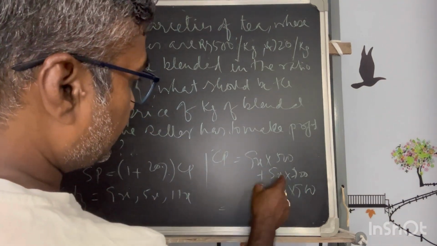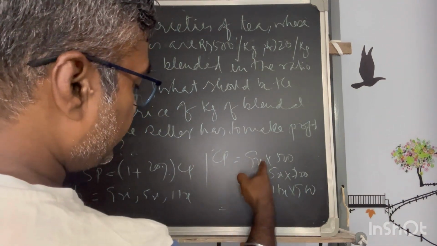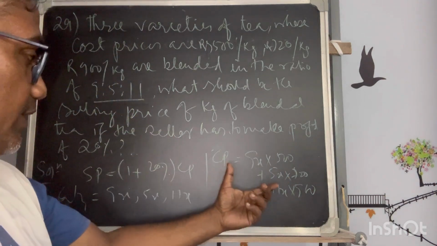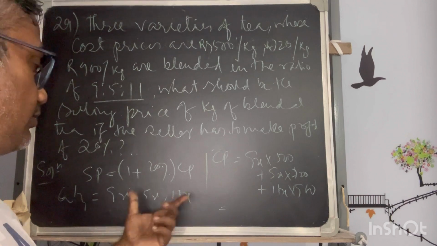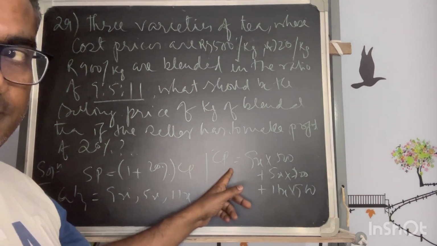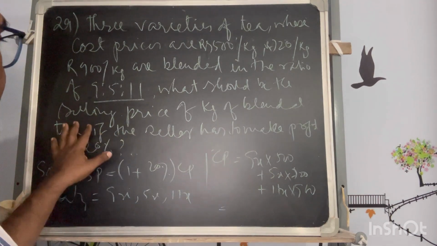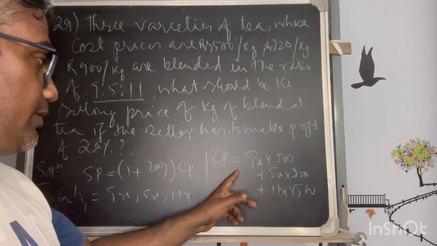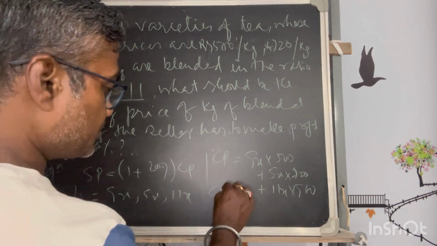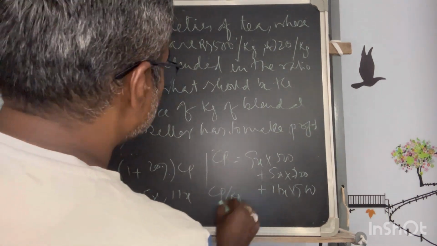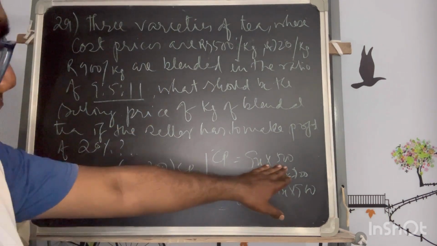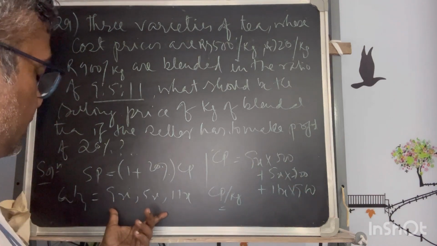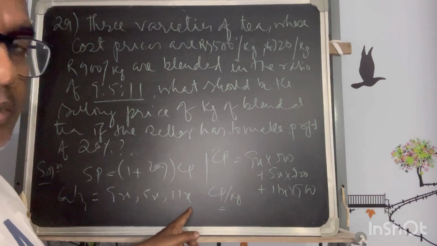If I calculate all this, x will anyhow be taken out. Now you see, if I divide this total cost price with the quantity, I will get the cost price per kg. Now we have to get the selling price per kg with 25%. So my intention is to get the cost price per kg. Instead of taking x as a multiplier, if I add this and divide with this, x will not be a part of this.